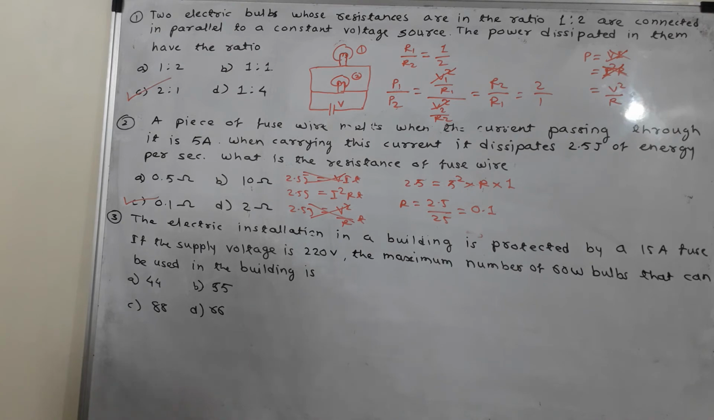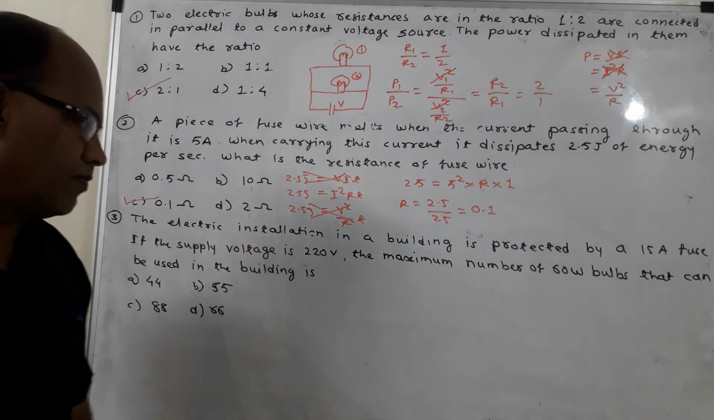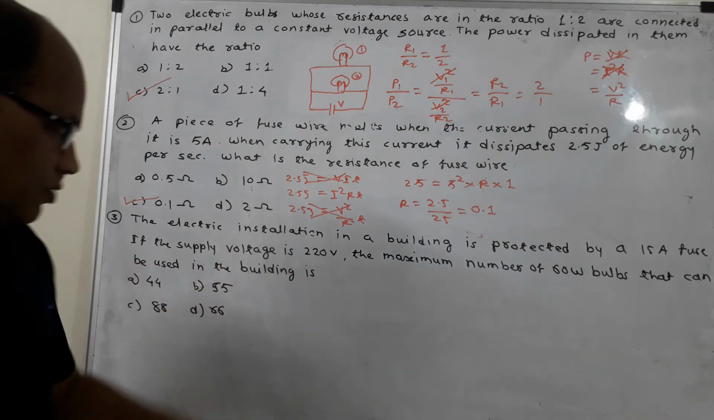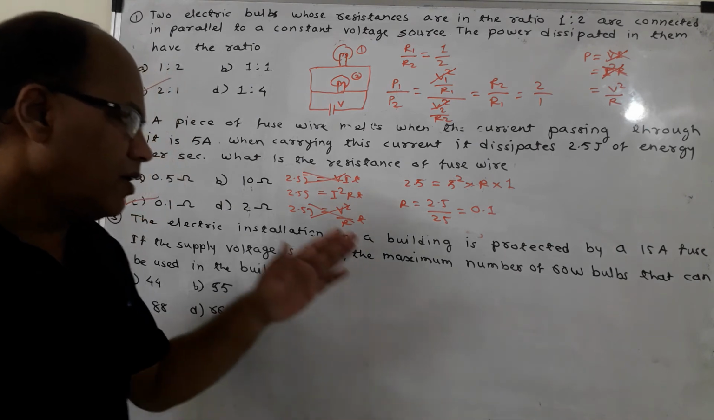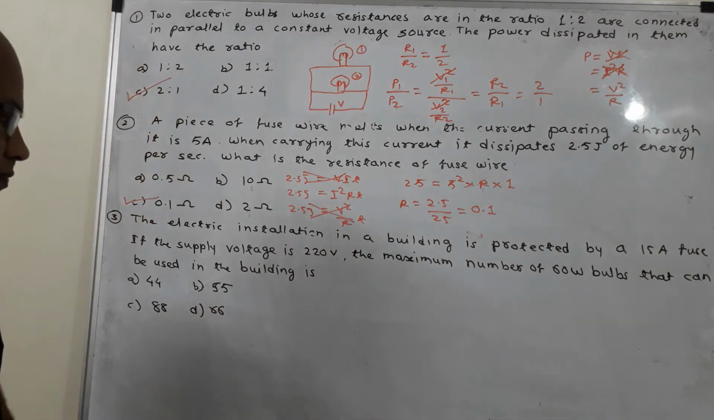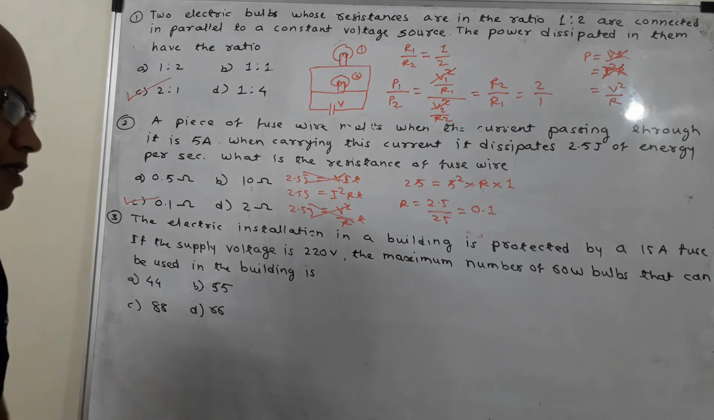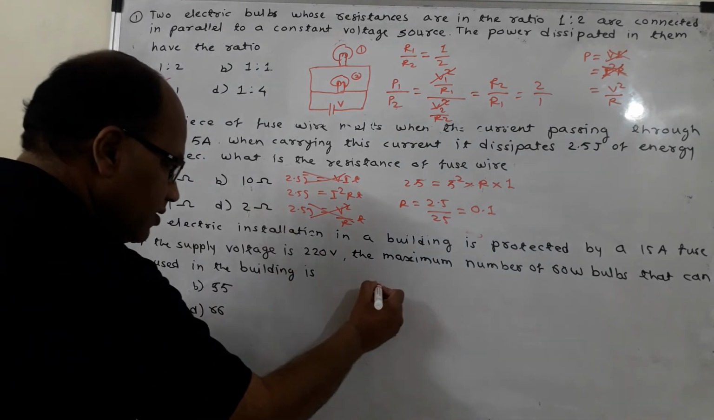MCQ number 3. The electric installation in a building is protected by a 15 ampere fuse. If the supply voltage is 220 volt, the maximum number of 60 watt bulbs that can be used in the building is. Now, they have said that the bulbs are of 60 watt, meaning the electrical power which is delivered by the bulb is 60 watt. So power is given as 60 watt.